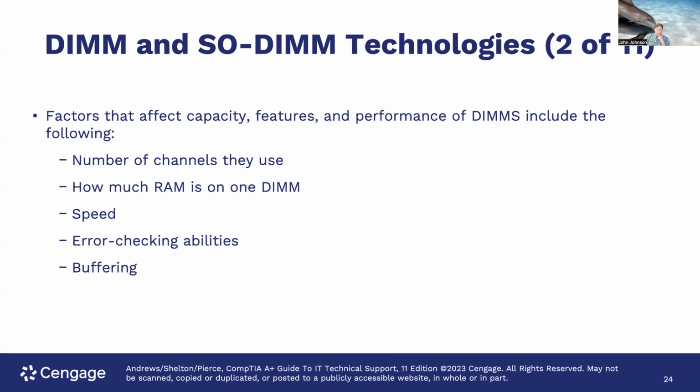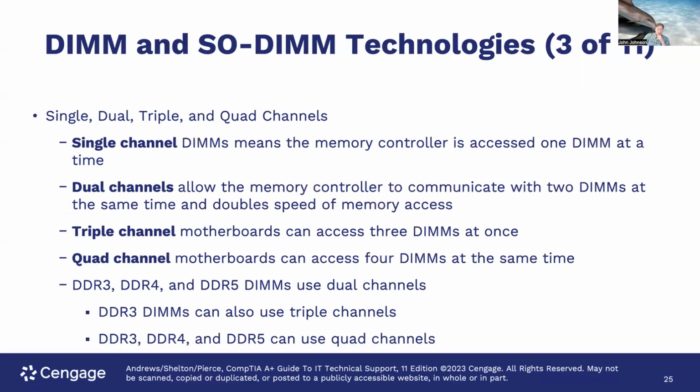So factors that affect the capacity, features, and performance of DIMMs include the following: the number of channels they use, how much RAM is in one DIMM, the speed, the error checking abilities, and the buffering. You've got single, dual, triple, and quad channels. Single channel means the memory controller accesses one DIMM at a time. Dual channel allows the memory controller to communicate with two DIMMs at the same time and doubles the speed of memory access. Triple channel motherboards can access three DIMMs at once, and you see a pattern here. Quad channel motherboards can access four DIMMs at the same time.